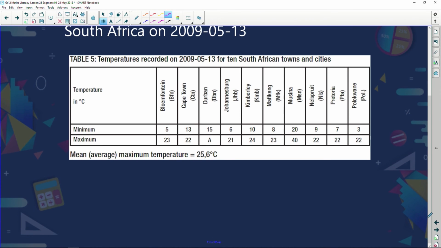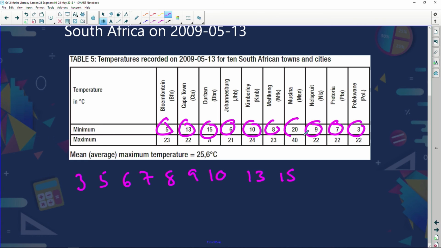Minimum temperatures, we can see over here, I've got a 3 and then a 5, so I would write out 3, 5. Then a 6, a 7, an 8, a 6, a 7, an 8, a 9, a 10, a 9, a 10, a 13, 15, 13, 15, and finally a 20. 1, 2, 3, 4, 5, 6, 7, 8, 9, 10. Great. Let's find the median quickly.